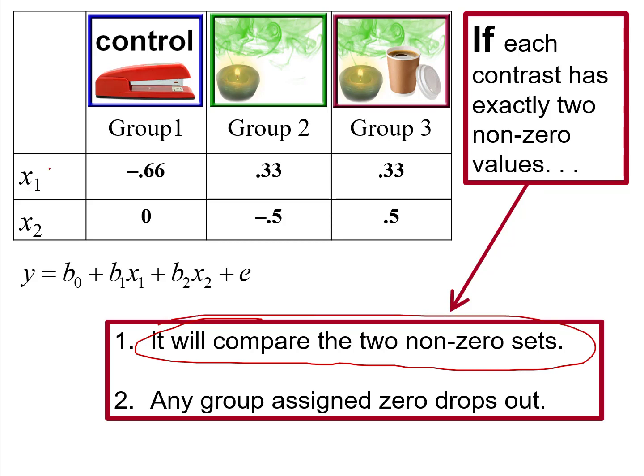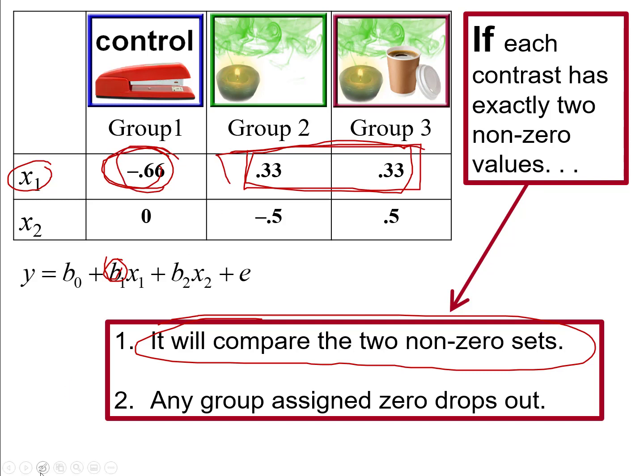So for example, here's our first contrast for x1, and we've got one non-zero group, the negative 0.66 group, and then we have the positive 0.33 groups. And so this beta weight for x1 is going to make a comparison between group 1 and groups 2 and 3. In other words, it's going to make a comparison between the control group and the two treatment groups.